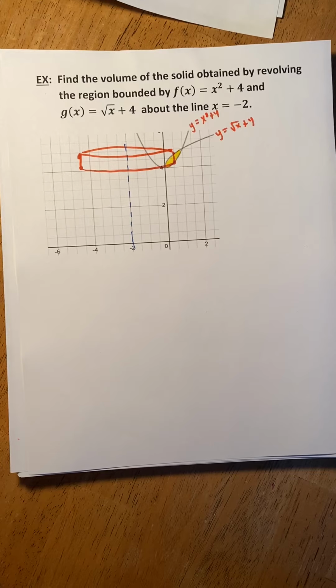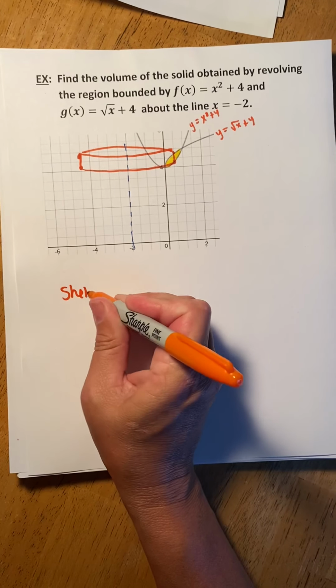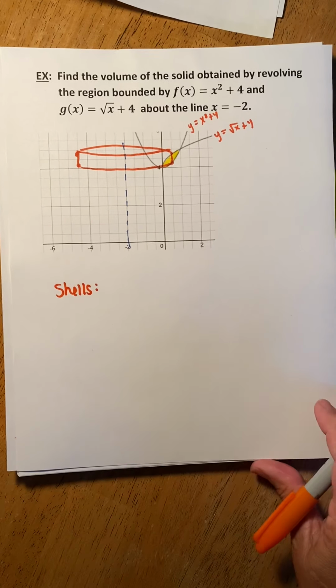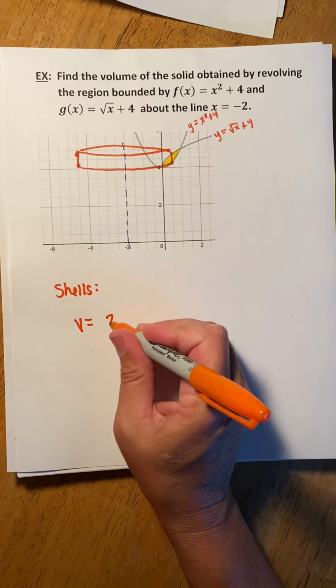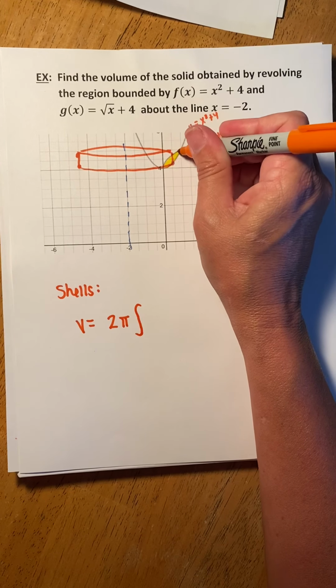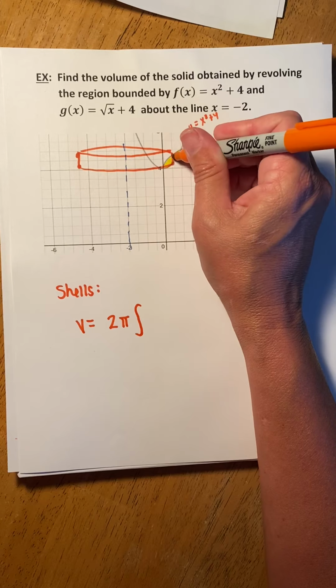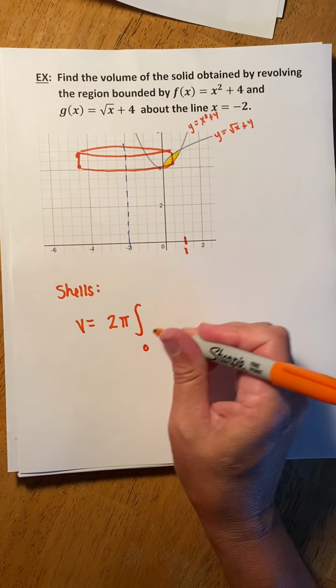All right, so what would this volume be? Let's go with using shells, because I like this top to bottom relationship. I don't have to square anything. The volume is going to be 2 pi, and then imagine drawing an infinite collection of vertical lines. All my vertical lines to stay within that region are going to range between 0 and 1.